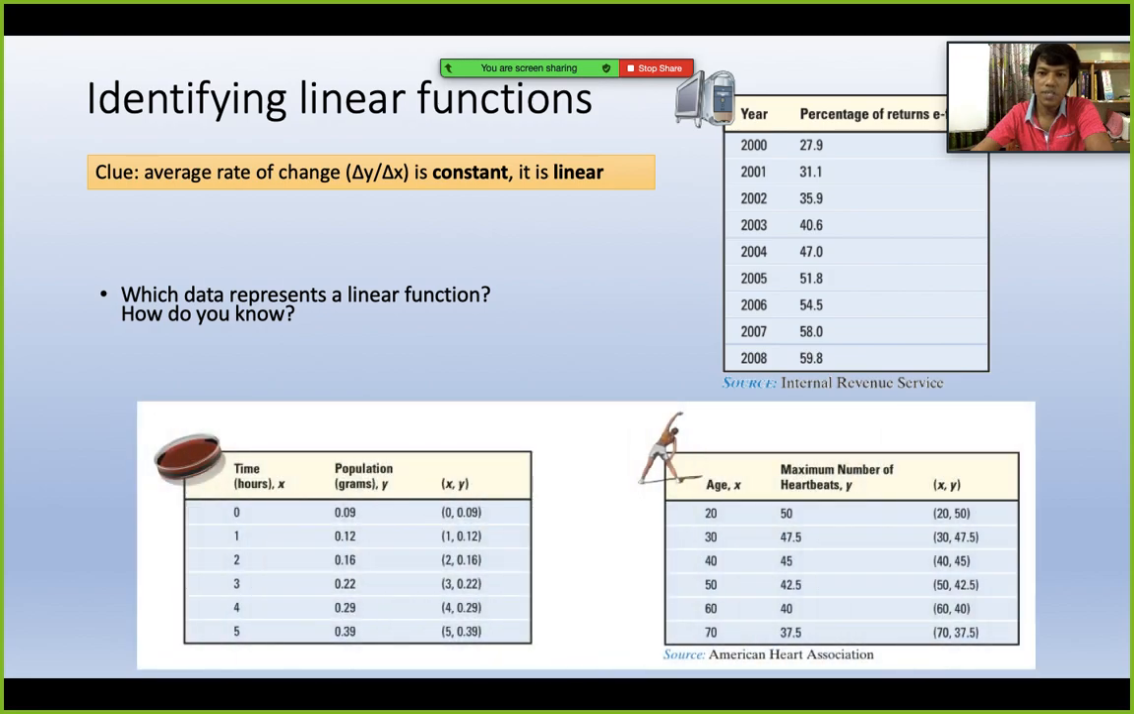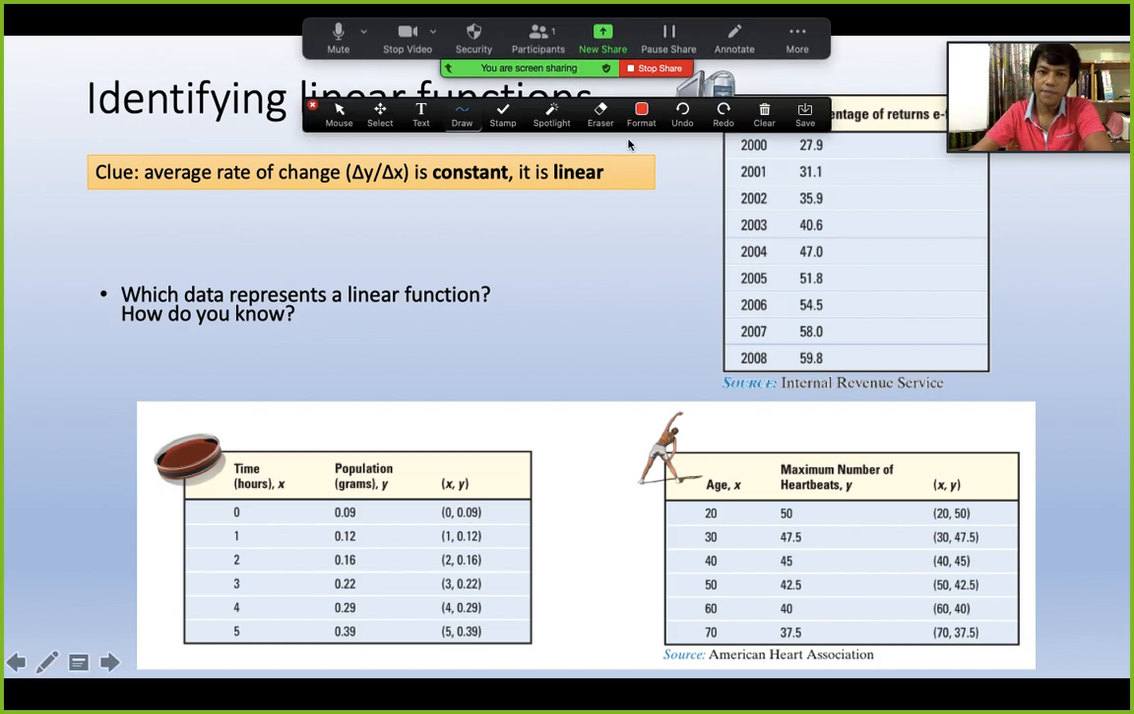Then suppose these are given. How do we know which one is linear? Suppose this box, is it linear? This box, is it linear? This box, is it linear? How do we understand which one is linear and which one is not linear? The rule is, let me explain it with some simple data first.